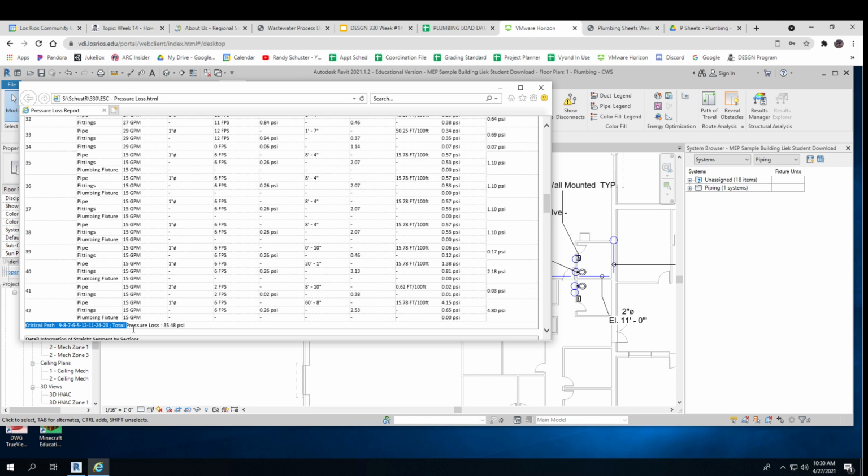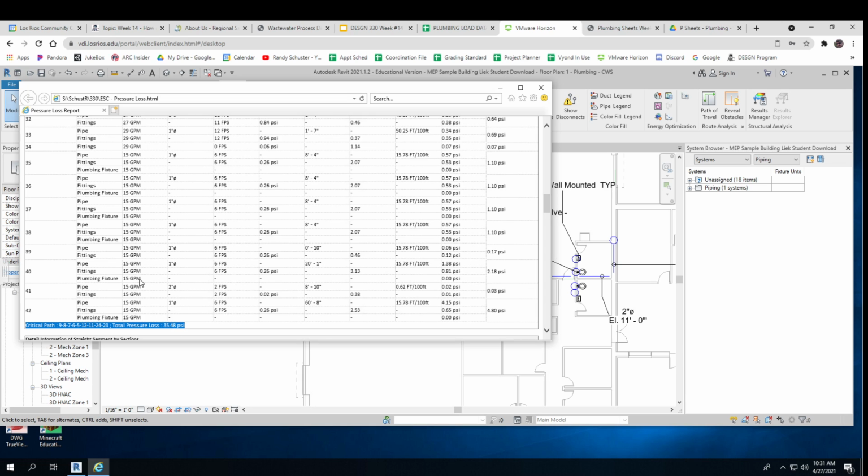Down at the bottom, there's something called critical path. And it says my total pressure loss is 35.8. So in the worst case, I'm going to lose 35.48 psi.